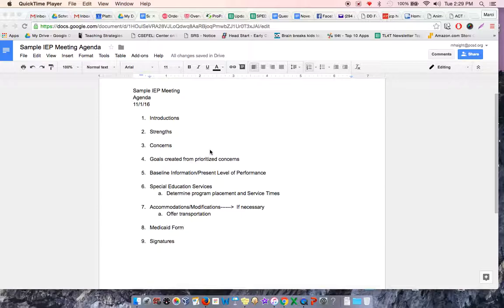Okay? After accommodations and modifications and transportation, then we would move on to the Medicaid form, where you do have the little script of a paragraph that you don't even have to make up on your own. You don't have to wing it. It's right there. Pull it out, read it to the parents, and parents sign off on the Medicaid form. Then you will go back to page 1 and do the signature page if there are no questions from parents.